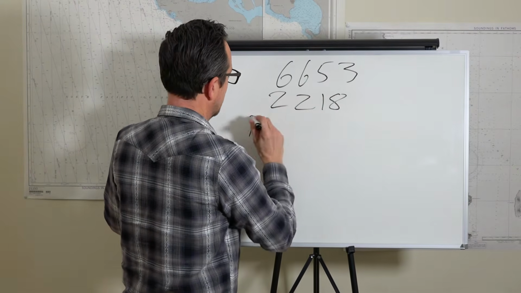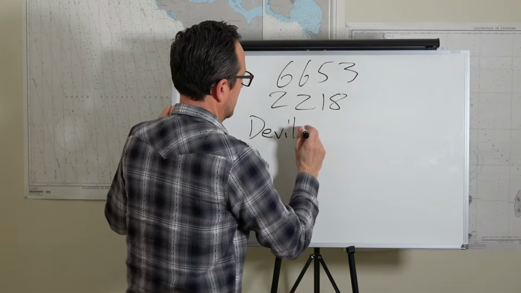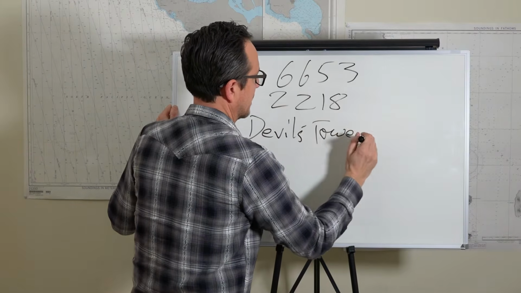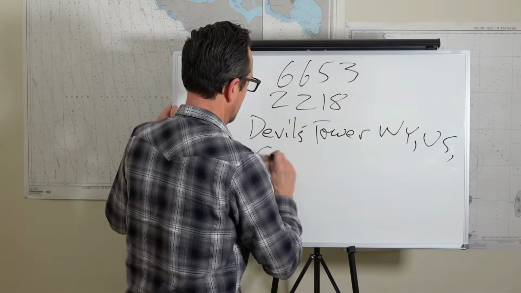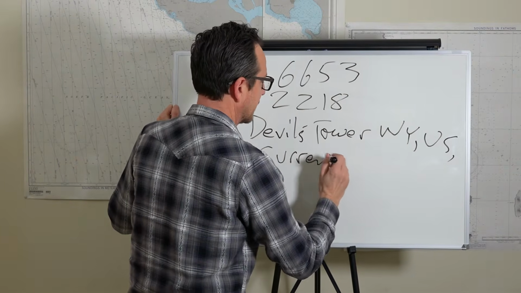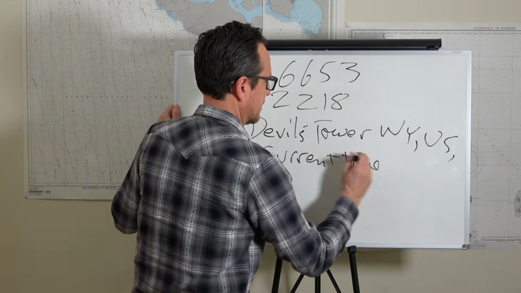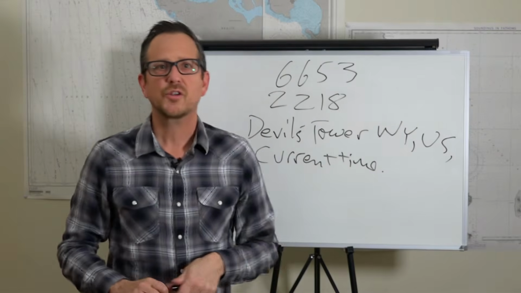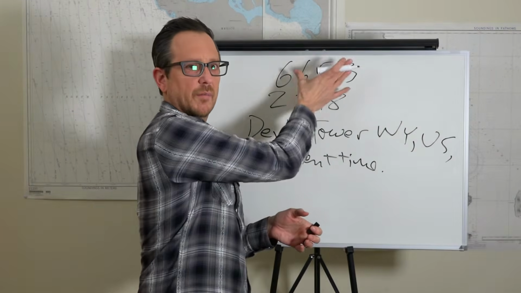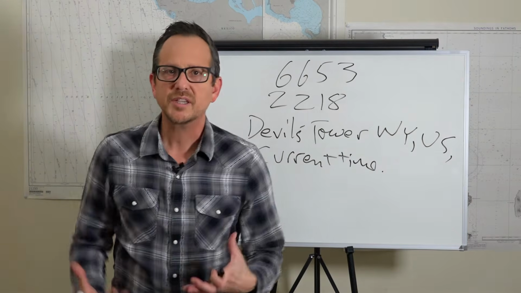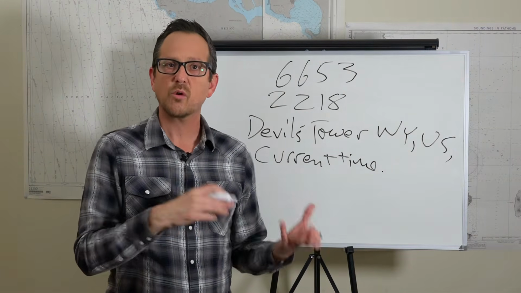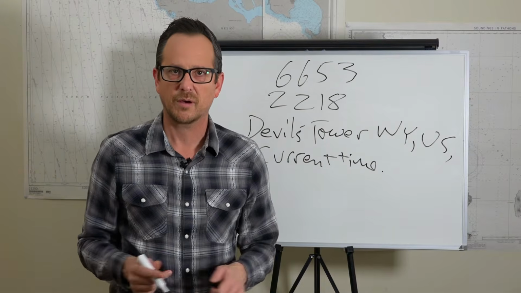66532218, and we'll just say Devil's Tower, Wyoming, and then US, and then we'll go current time. You can do any time here, though. So the remote viewer would receive only the number. They wouldn't receive this. When they were done, then they can get their feedback. But this, in a nutshell, is the coordinate style remote viewing protocol.